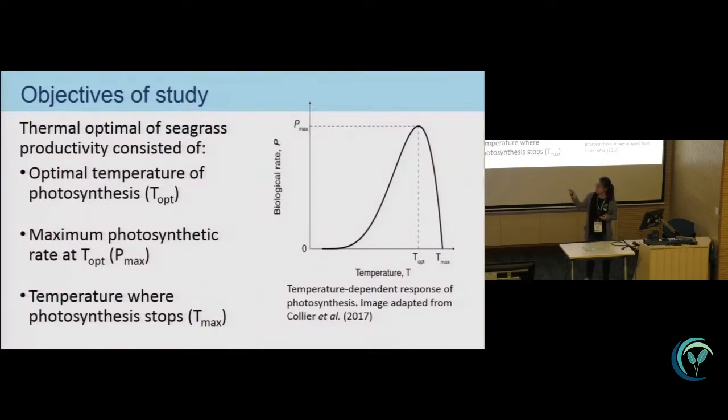So in my study, the thermal optimum of seagrass productivity consisted of the optimal temperature of photosynthesis, which is T-op, the maximum photosynthetic rate at T-op, which is P-max, and the temperature where photosynthesis stops, which is T-max. As you can see on this graph, this is the temperature-dependent response of photosynthetic rates. As temperature increases, the photosynthetic rate will increase rapidly until it reaches the highest point, P-max, and this is attained at the optimal temperature of photosynthesis. For temperatures greater than the optimal temperature, the photosynthetic rate will drop. The temperature at which the rate is 0 is the T-max.